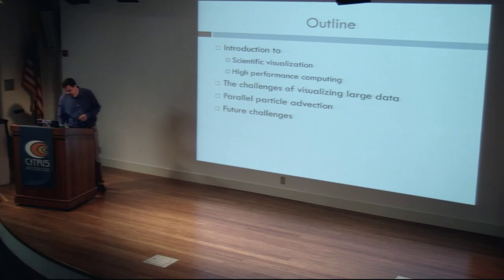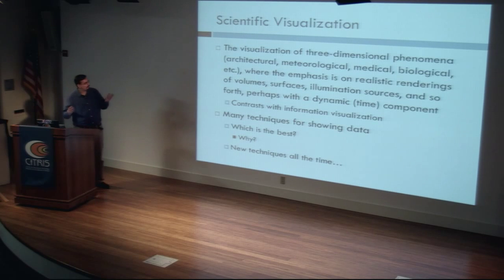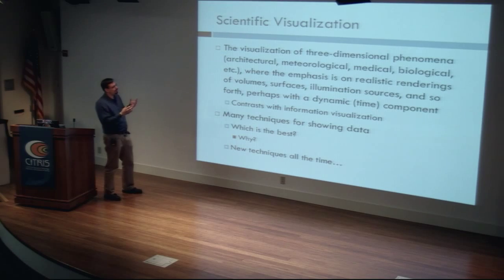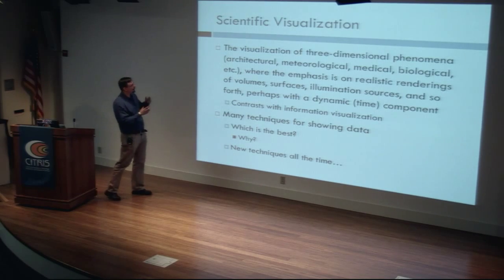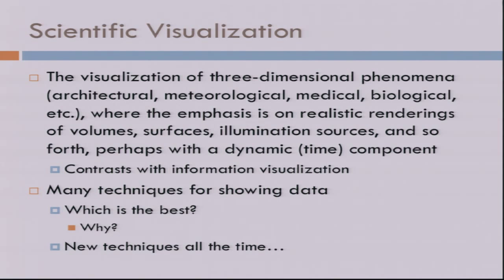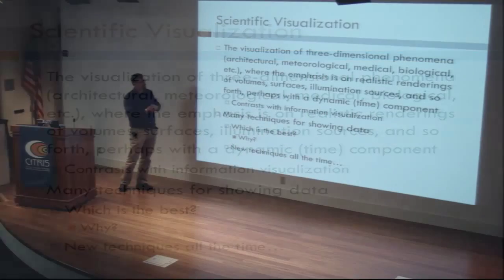So, introduction to scientific visualization. I got this definition off Wikipedia. I hate it, but I'll read it. It says, the visualization of three-dimensional phenomena. It has some examples: architectural, meteorological, medical, biological. I'm a DOE guy, so I probably wouldn't pick those examples. I would talk about nuclear reactors, astrophysics is a DOE application, climate, but you get a sense of the sort of fields that are into scientific visualization.